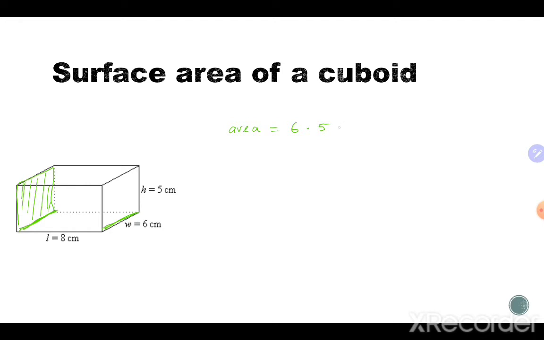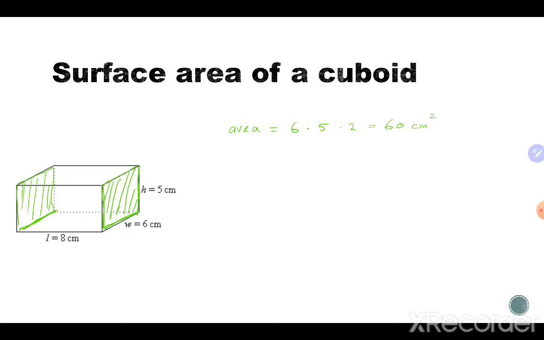I'm going to multiply this area by 2. And why by 2? Because we have 2 of the exact same shape. Alright, so if we have on the left side a rectangle of 6 by 5, we also have it on the right side. So 6 times 5 times 2 is 60 square centimeters, because we're talking about an area.